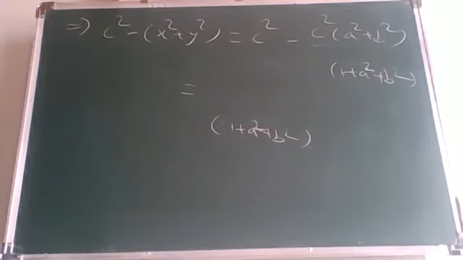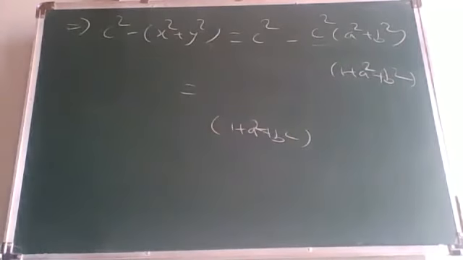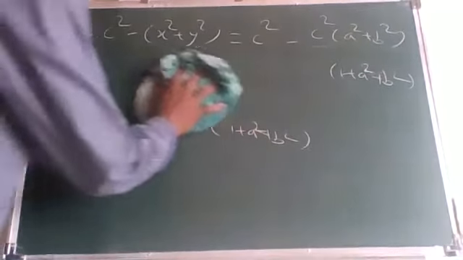Otherwise, see here, x square plus y square is equal to c square inside the bracket a square plus b square divided by 1 plus a square plus b square. Okay? Are you getting here? Yes, sir. Okay, nice.